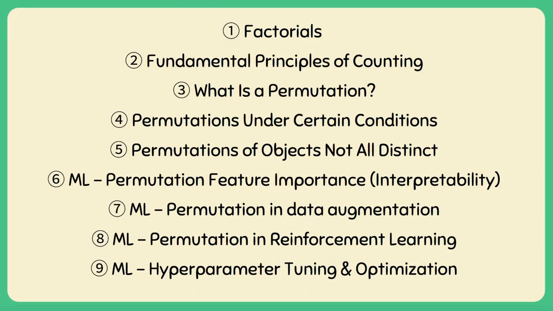So let's start with the roadmap for this video. We will start with factorials. Then we will proceed to discuss the fundamental principles of counting. Then we'll see what exactly is permutation. Then we'll see how permutations is calculated under certain conditions. Then there is another scenario for permutations where the objects are not all distinct. There are some repetitions in objects. Then we'll explore the 4 use cases of permutation in real world machine learning problems.